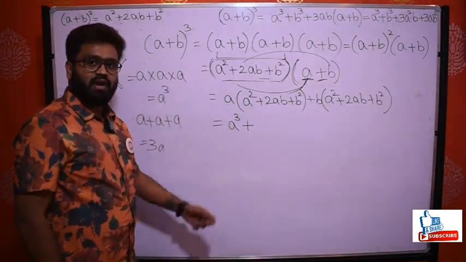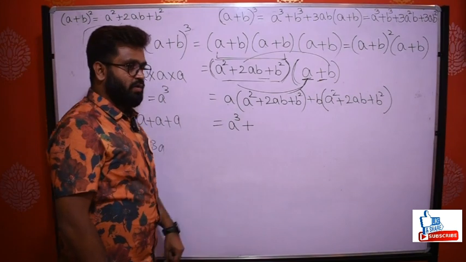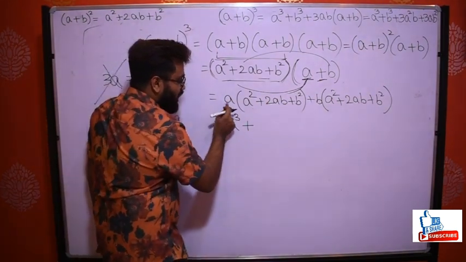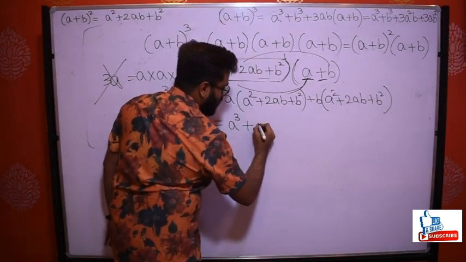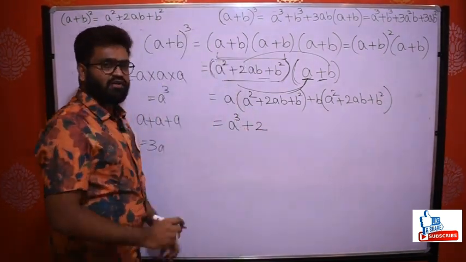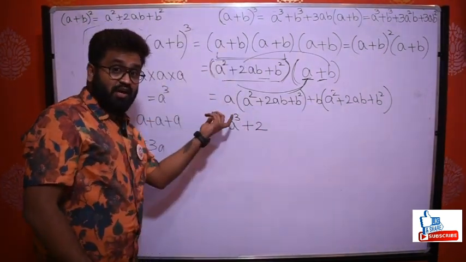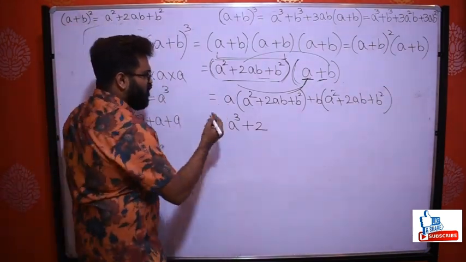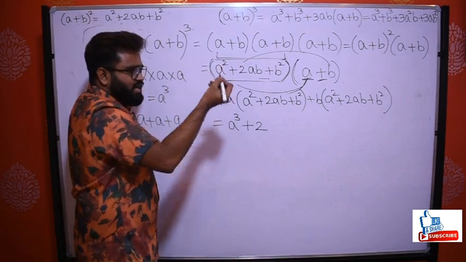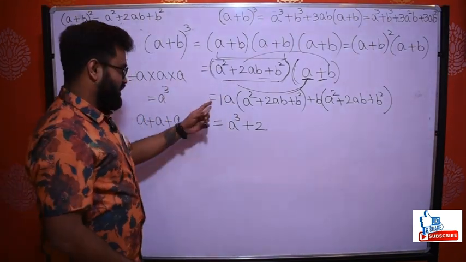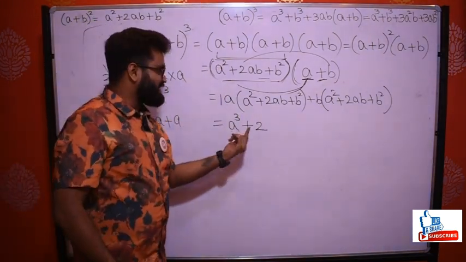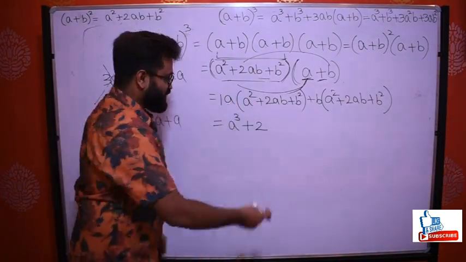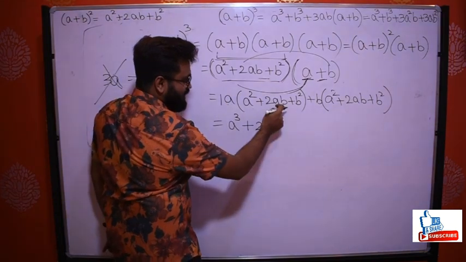Now I need to multiply this a into 2ab. What happens when I am multiplying with this 2ab? a is multiplied with 2ab. The 2 is kept as it is because I have no other numerical there to get multiplied. I will keep it very simple: if something is not there, I will say it is a 1. When 1 is multiplied with 2, it is nothing but 2 again. So 1a into 2ab.